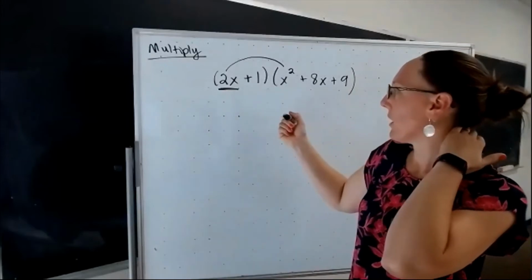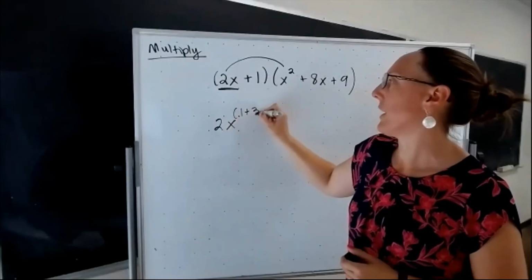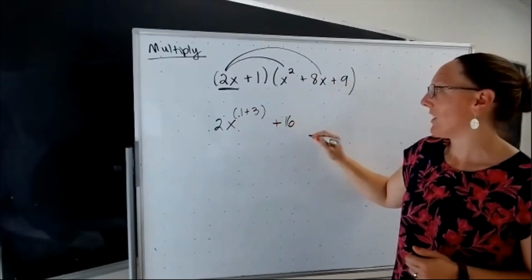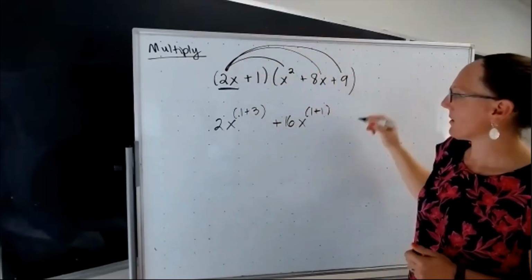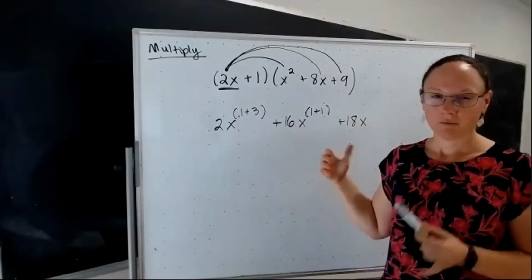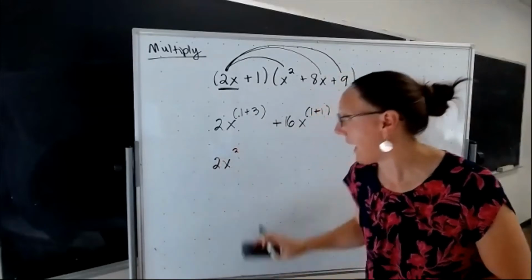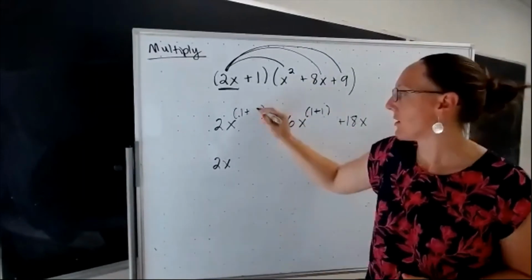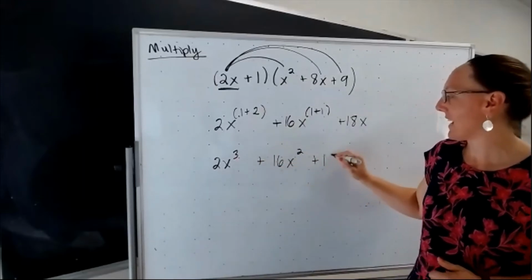So 2x squared plus, 2x times x squared would give me 2x to the 1 plus 3. 2x times 8x would give me 16x to the 1 plus 1. And 2x times 9 would give me 18x. Or my guess is most of you probably would have skipped to just 2x. Oops, I cannot add today, apparently. It's because I wrote the wrong thing. Awesome. 2x cubed plus 16x squared plus 18x.